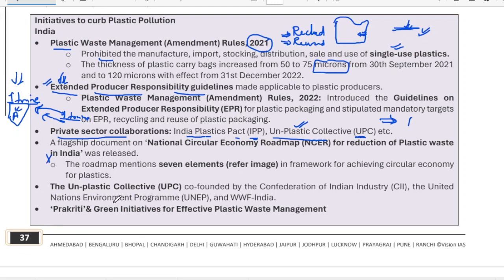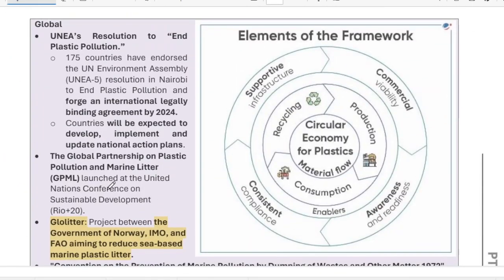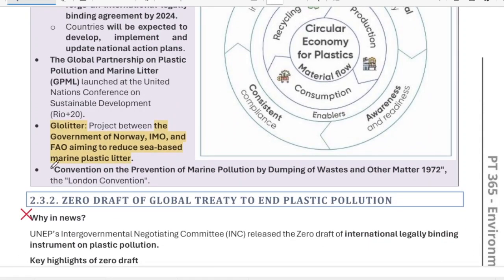Okay, now moving on. What are the global initiatives that have been taken? UNEA has resolved to end plastic pollution. Okay, UNEA, United Nations Environment Assembly. Okay, another thing that is significant here. Otherwise, these are not very important.